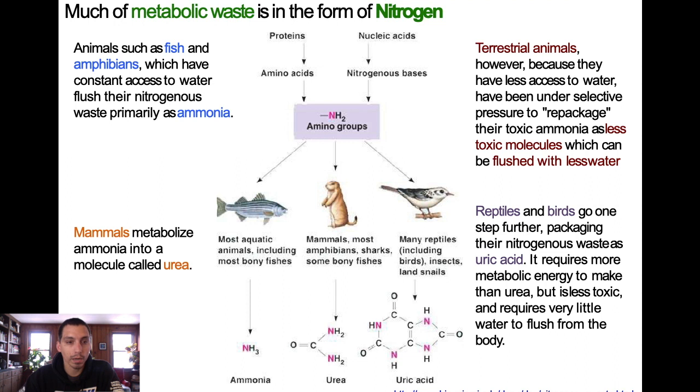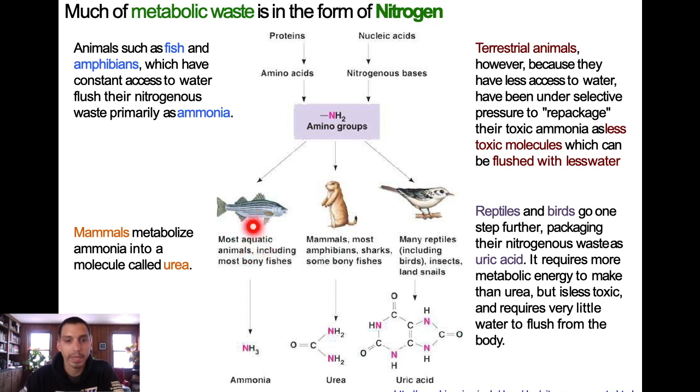We excrete our waste as urea. So we create ammonia, but we can't just excrete pure ammonia. Instead, we excrete urea. So it's a little bit of repackaging as less toxic molecules. Another reason for this is that to excrete ammonia, it requires a lot of water use by the organism.